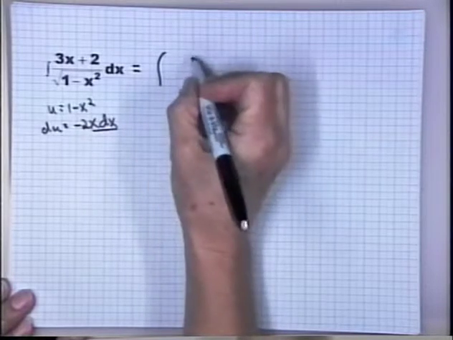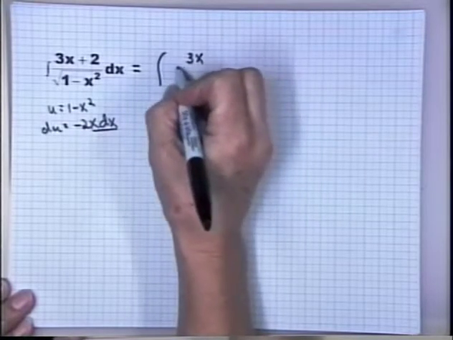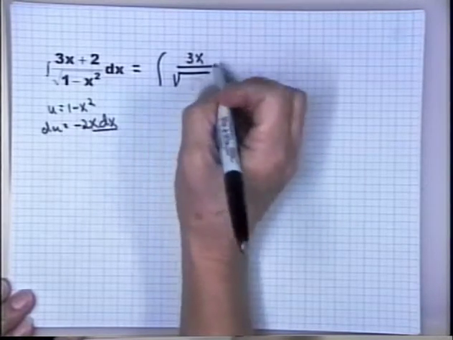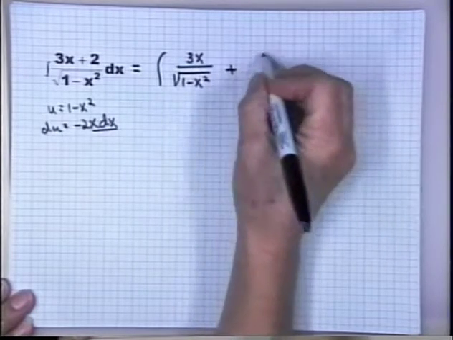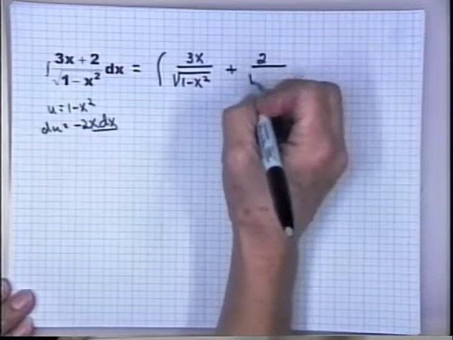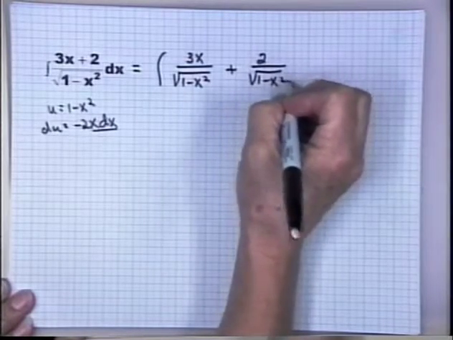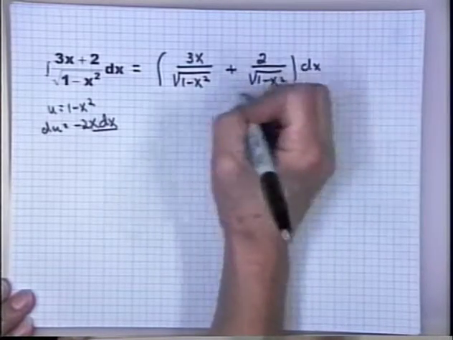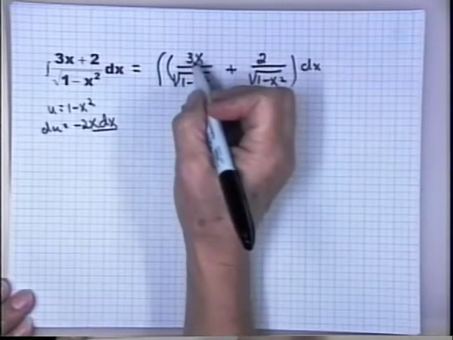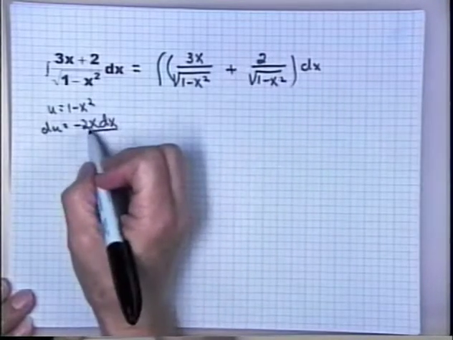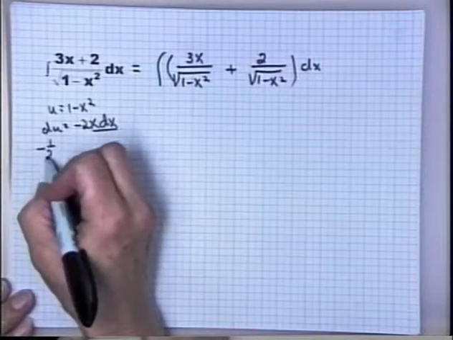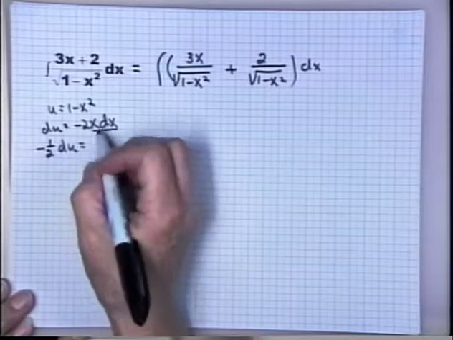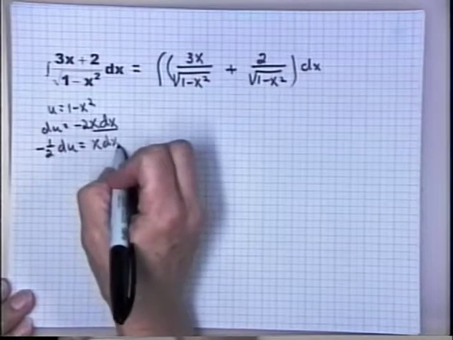So here's what we're going to do. Remember how we sometimes separate those numerators? So I'm going to write this as 3x over the square root of 1 minus x squared plus 2 over the square root of 1 minus x squared. We're separating those terms. Okay? Now this one has the x in it, so I'm thinking a u-substitution. If I divide both sides by negative 2, I get negative 1/2 du equals the x dx.